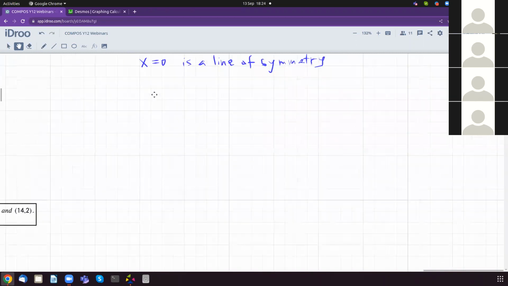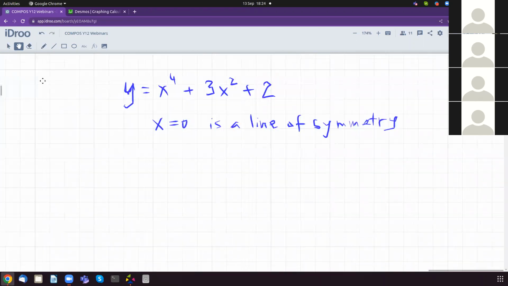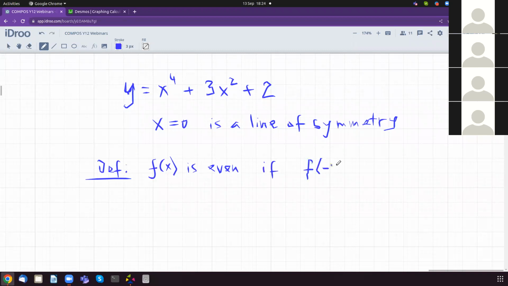Okay, an even function. f of x is even. So this is a definition: f is even if f of minus x equals f of x. So for example, f of x equals cosine x is even.